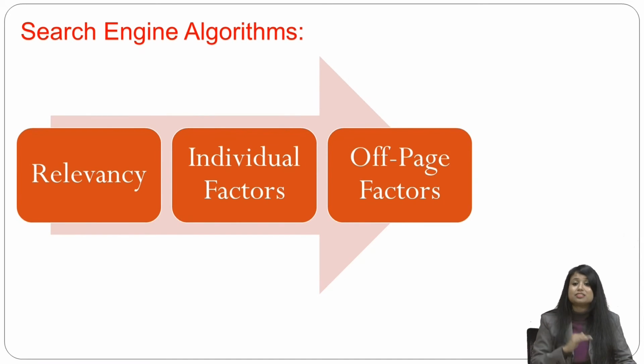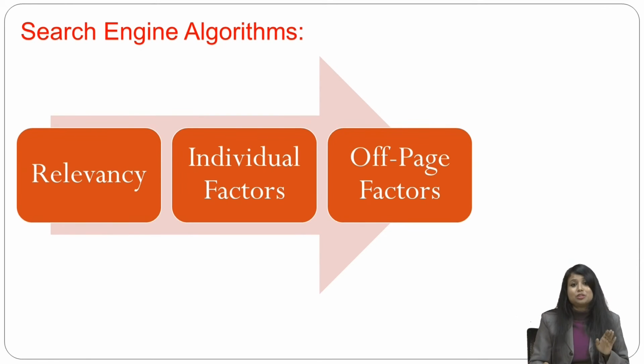Okay, these three factors are very much important when it comes to search engine algorithms, right? Relevancy means when the keywords come frequently, along with the individual factors that we have already cited, and the off-page factors. Now we will see the most important part, that is Google algorithm updates.